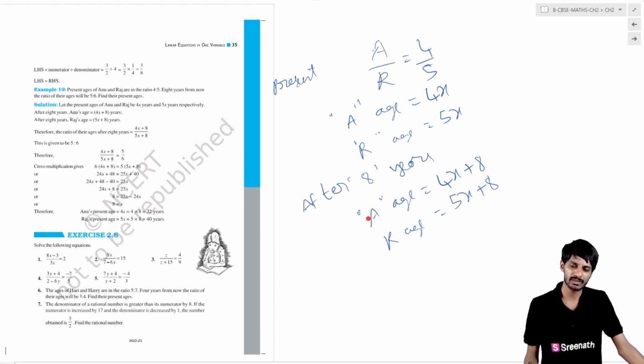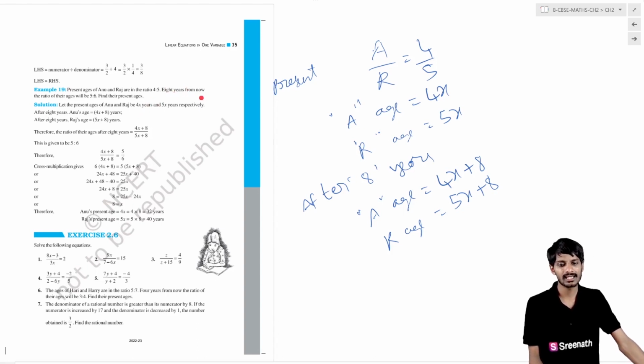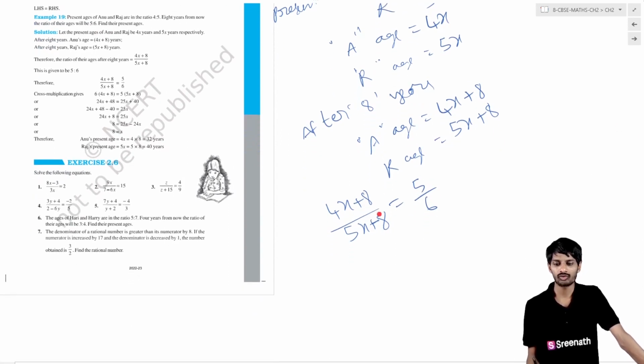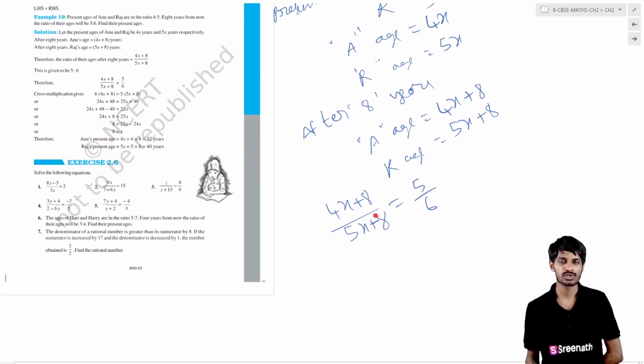Then what is the relation between the ages of these two after 8 years? It is given that 8 years from now, the ratio of their ages will be 5:6. So the ratio of these ages, 4x plus 8 by 5x plus 8, which is the ratio of Anu's age and Raj's age, is equal to 5:6, which means 5/6. So here again we are getting an equation. You have to reduce it to a simpler form. Now again you can use cross multiplication here.